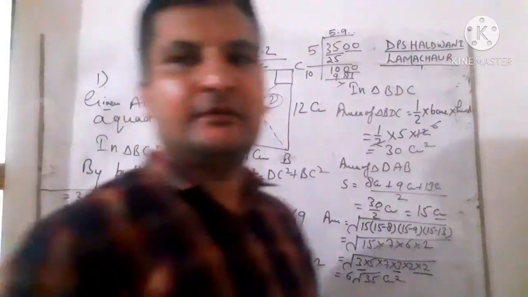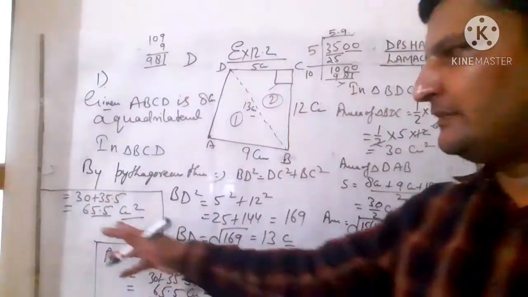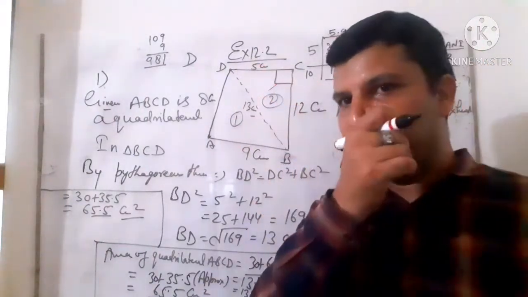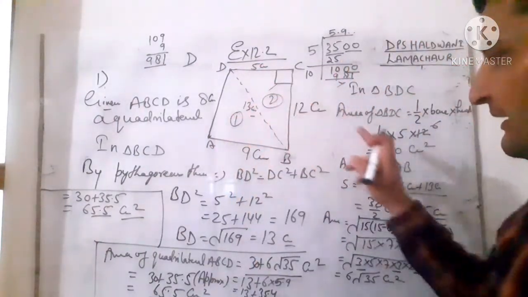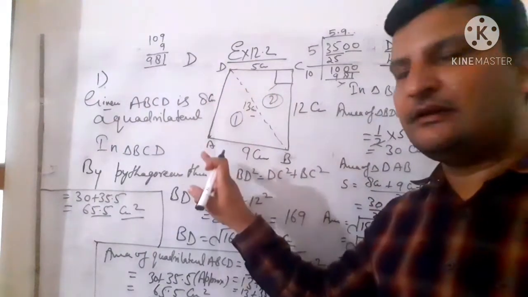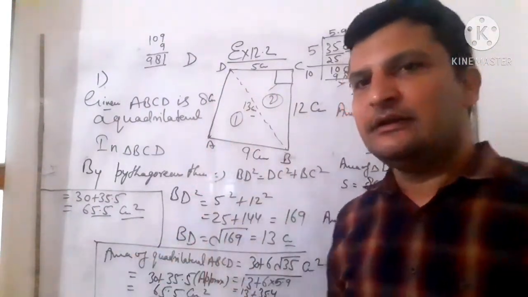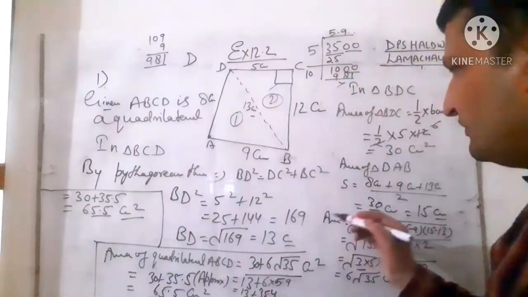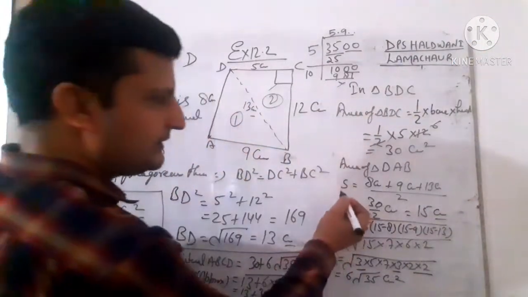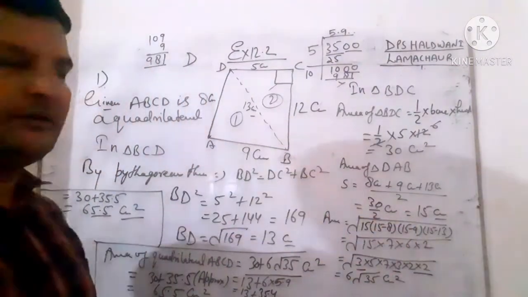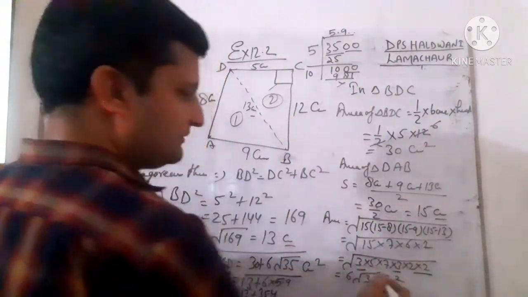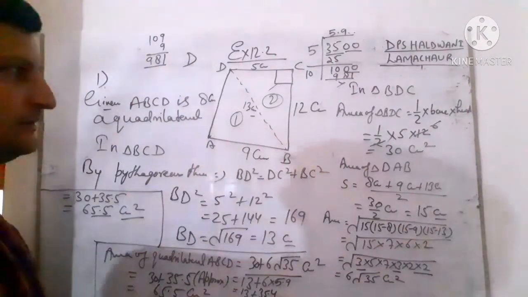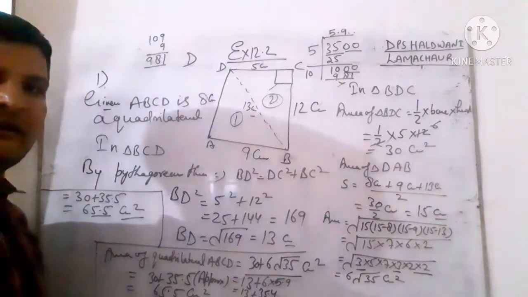That's all. This is the question number 1, student. The answer is coming 65.5 centimeter square, because the area of the first triangle we have found with the help of half into base into height, and the area of the second triangle we have found with the help of Heron's formula. Heron's formula, again we know that root of s into (s minus a), (s minus b), (s minus c). So we have again found the value of s here. S is coming 15. So we have put all the values here. So this one we have done, students. So this is your first question. So student, you can pause the video and note it down.